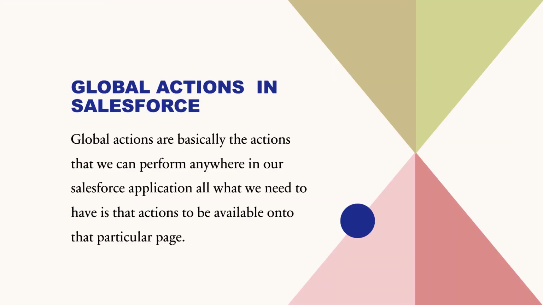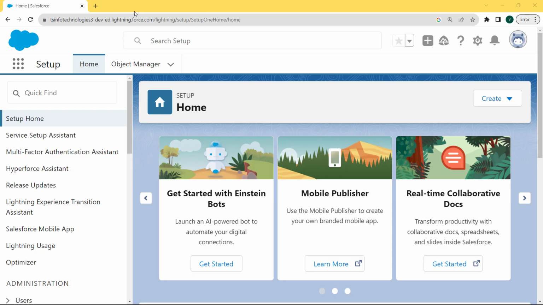Global actions are basically actions that we can perform anywhere in our Salesforce application. All we need is for that action to be available on the particular page. The action lets a user create a record, but the new record has no relationship with any other record. We can put the action anywhere, and actions are supported on the record detail page, fields, chatter groups, etc.